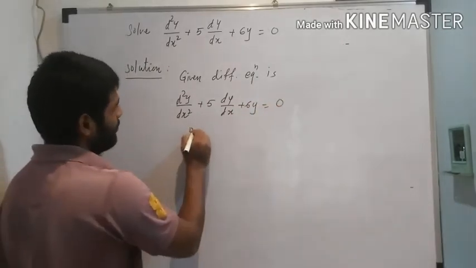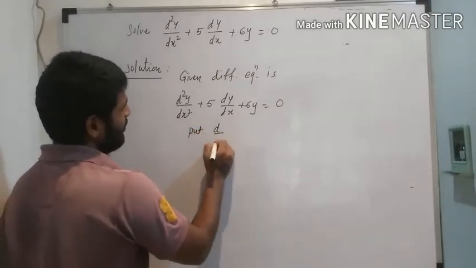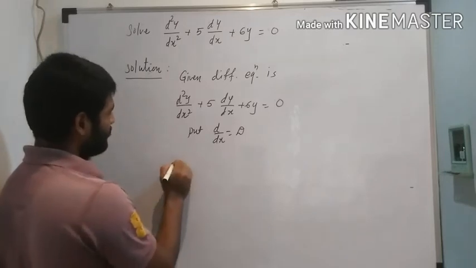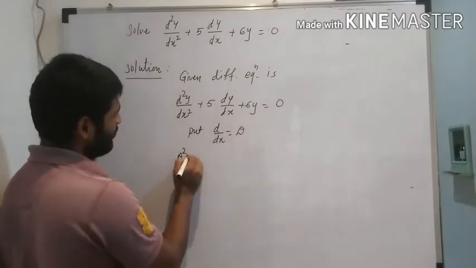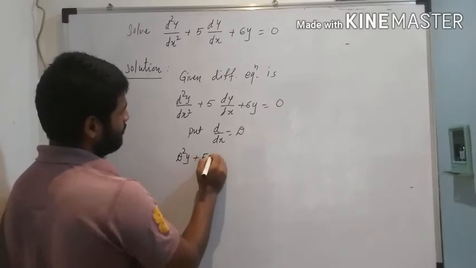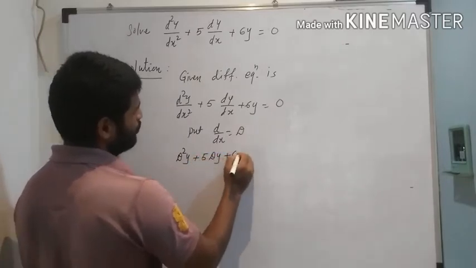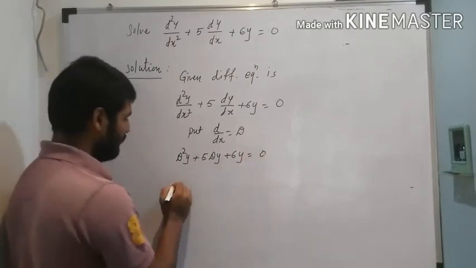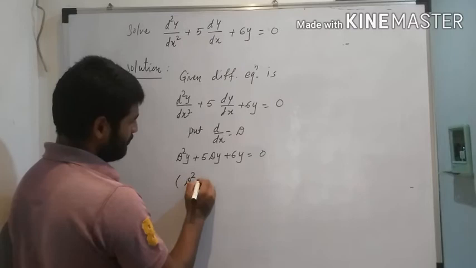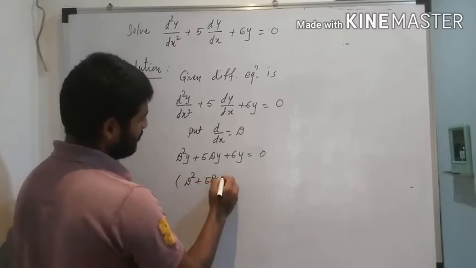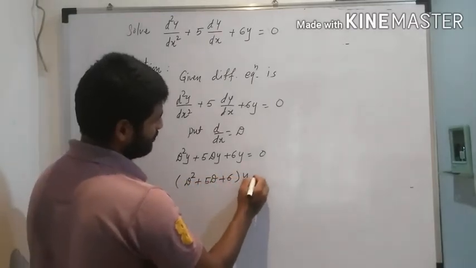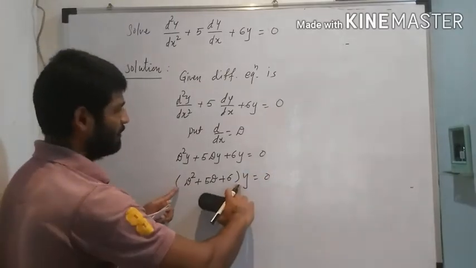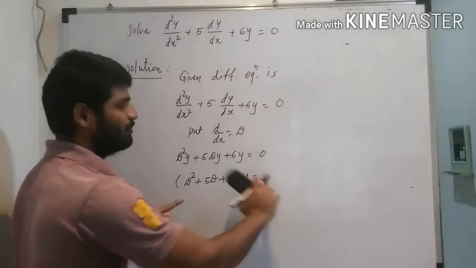So put the differential operator d by dx equal to capital D. So we can write the above equation as D square y plus 5 D y plus 6 y is equal to 0. Now see here, y is common, so this can be written as (D square plus 5D plus 6) into y is equal to 0. Now this is in the form of f of D. This bracketed term is f of D, f of D into y equal to 0.